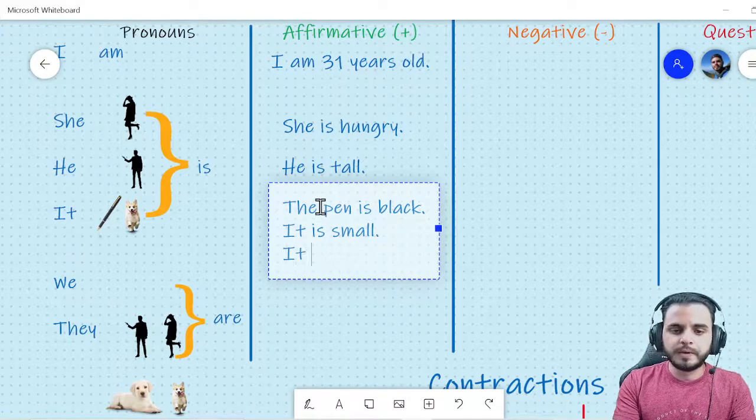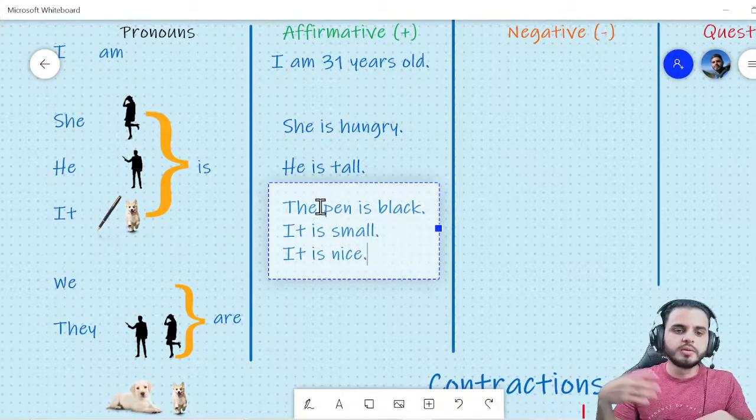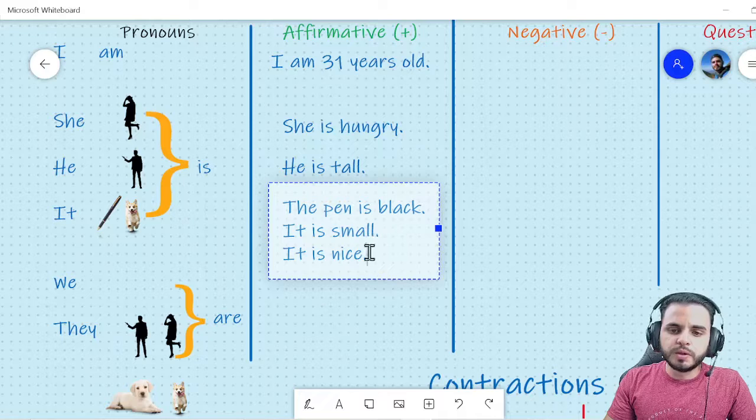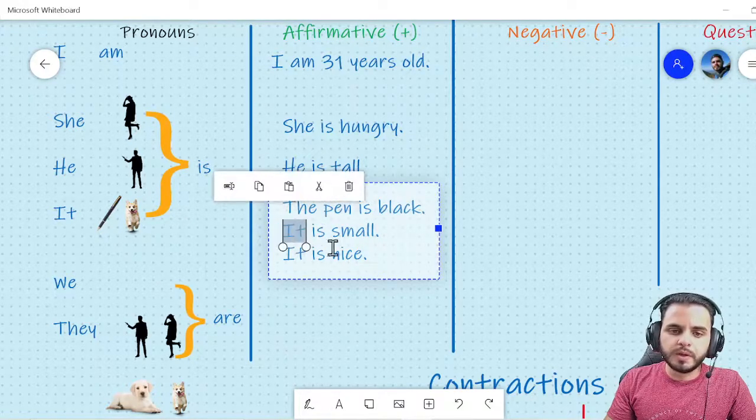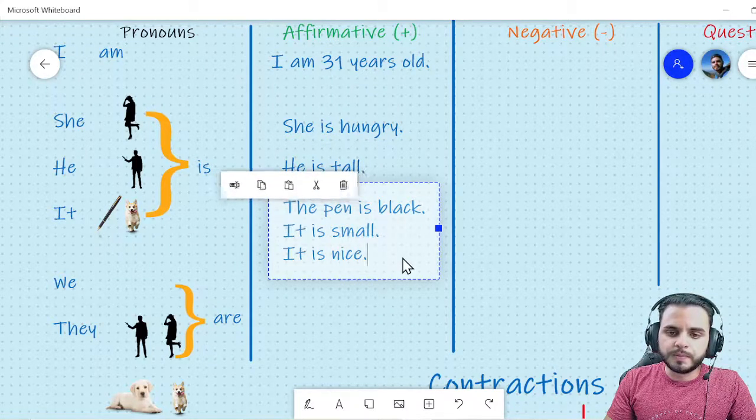It is nice. Okay, and I can continue formulating sentences with this pronoun. So once I know what I'm talking about, then I can just use it.